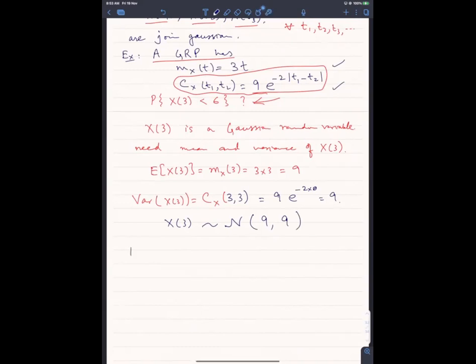Now I can answer this question कि probability x of 3 is less than 6 is equal to कि probability your कैसे मालूम करेंगे? Any ideas? How do I find this probability? Answers in the chat window.